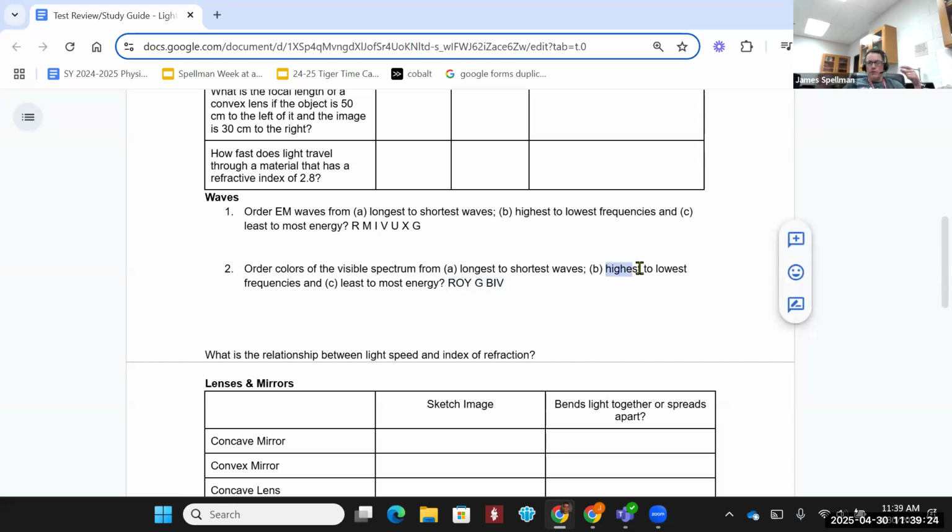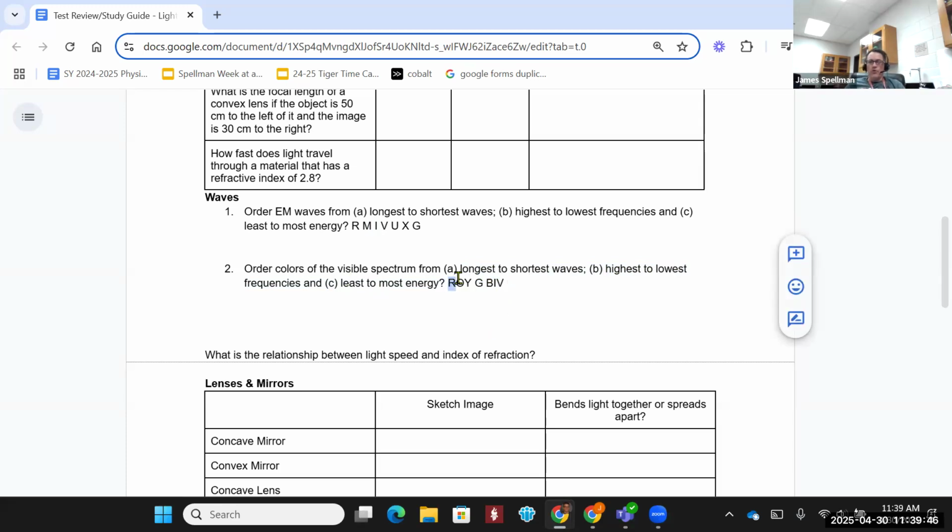Same thing on B. It's an inverse relationship. So the highest frequency waves are going to be violet, and the lowest frequency is red. So that goes in the opposite direction. And again, least to most energy. Least energy is going to be the ones that have the lowest frequency. Red has the lowest frequency. Therefore, red has the least energy.